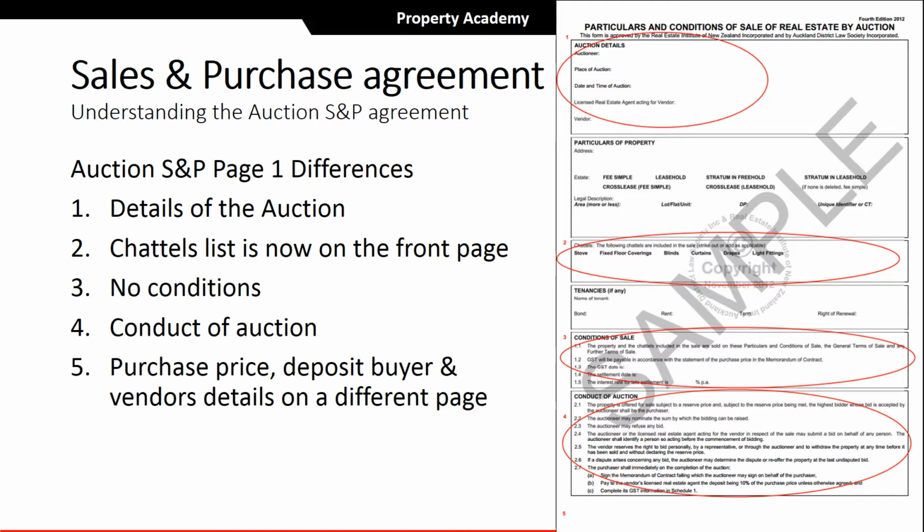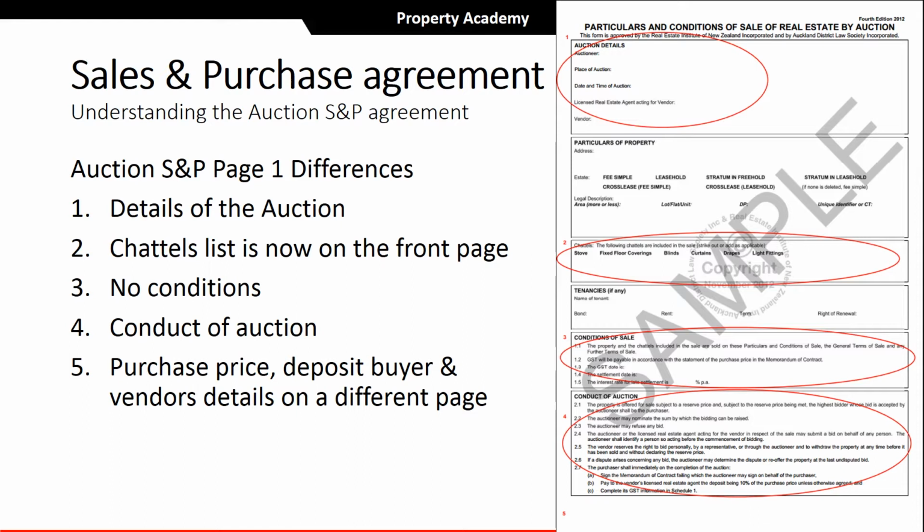which the real estate agent will help you explain anyway. And other than those changes, the rest of the information, such as the purchase price, deposit, the vendor's details, and anything else that we can see on the private SMP agreement, well, that's just all completely on a separate page. But the main things I wanted to bring to your attention, guys, is the things that are different on the auction sales and purchase agreement, which is number 1, the auction details, number 3, the conditions of sales, and number 4, the conduct of auction.